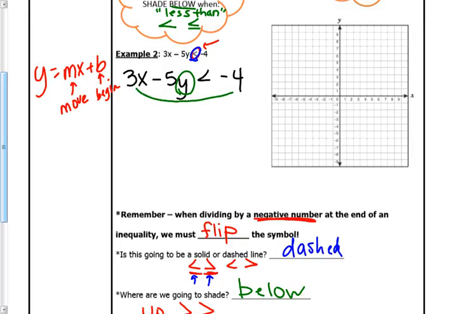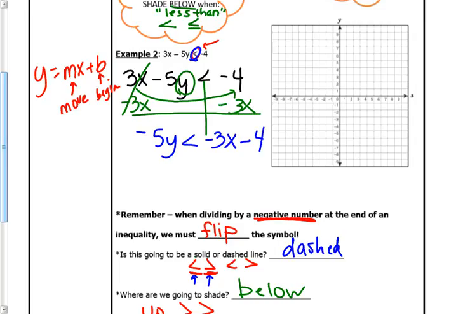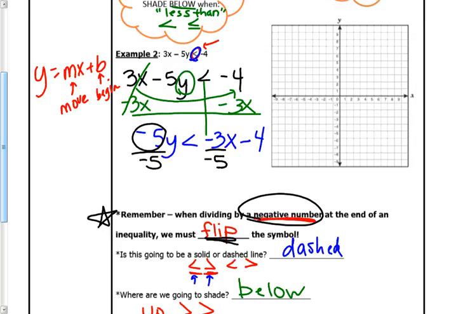So I need to move this 3x over here because that symbol represents where my borderline is, right? So I'm going to subtract 3x because that's the opposite. So now we've got negative 5y is less than, remember the variable with the x comes first, right? So negative 3x and then minus 4. Okay, last step is to divide. Now remember, we said when dividing by a negative number, we must flip the symbol. If you look, we have a negative 5 that we're dividing by, and we have to divide it to everything. So because we just divided by this negative 5, we must flip this symbol. Okay?